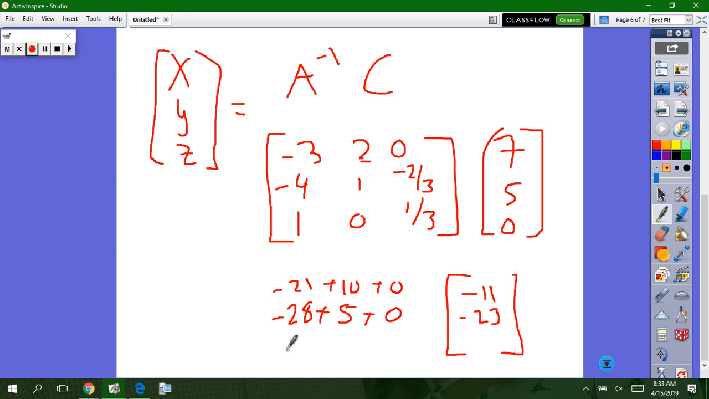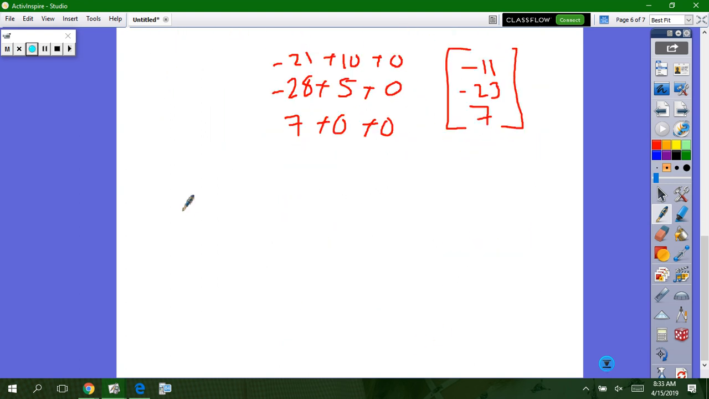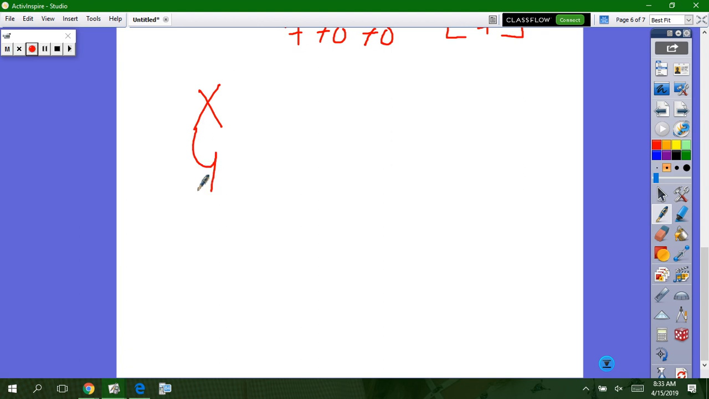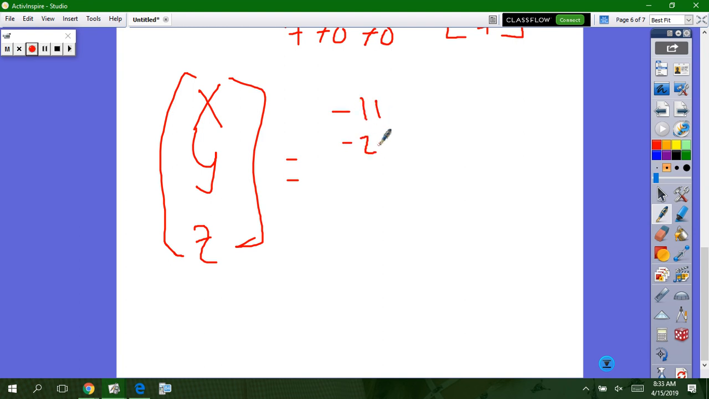1 times 7 is 7. 0 times 5 is 0. 1/3 times 0 is 0. So that is 7. So therefore, ladies and gentlemen, X, Y, Z is equal to -11, -23, 7. So I know what X, Y, and Z are. Yes, sir.